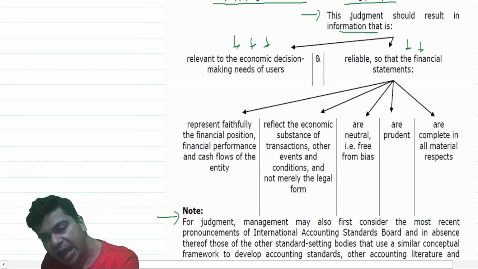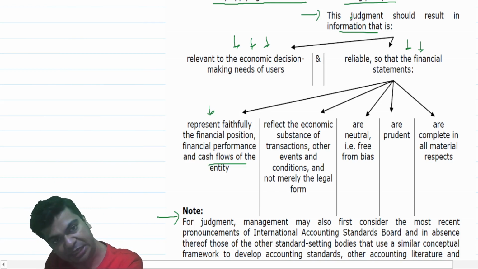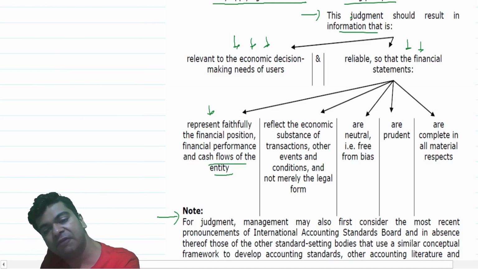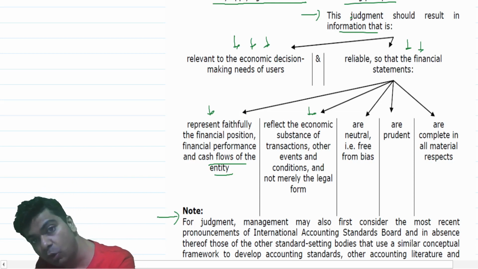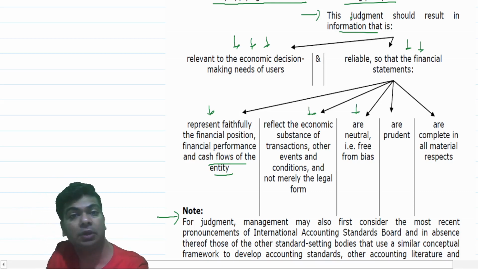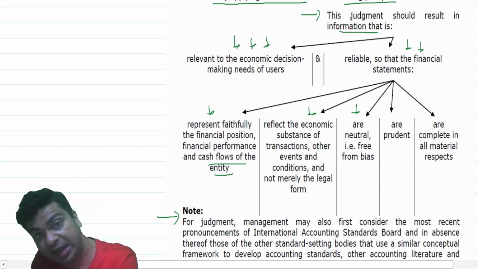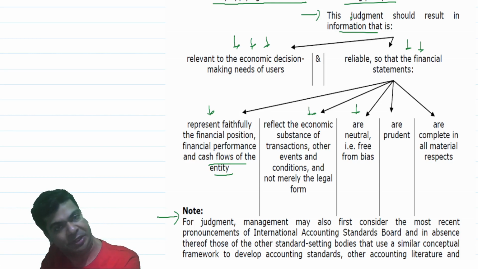Okay, so that the financial statements, right, represent faithfully the financial position, financial performance, and cash flows of the entity, reflect the economic substance of the transaction, other events and conditions, and not merely the legal form, something popularly known as importance given to substance over form. They should be neutral, right? Financial statements should be neutral. Financial statements should not be biased. They may be biased from the viewpoint of the management. They may be biased from the viewpoint of the shareholders. No, we require a neutral approach.